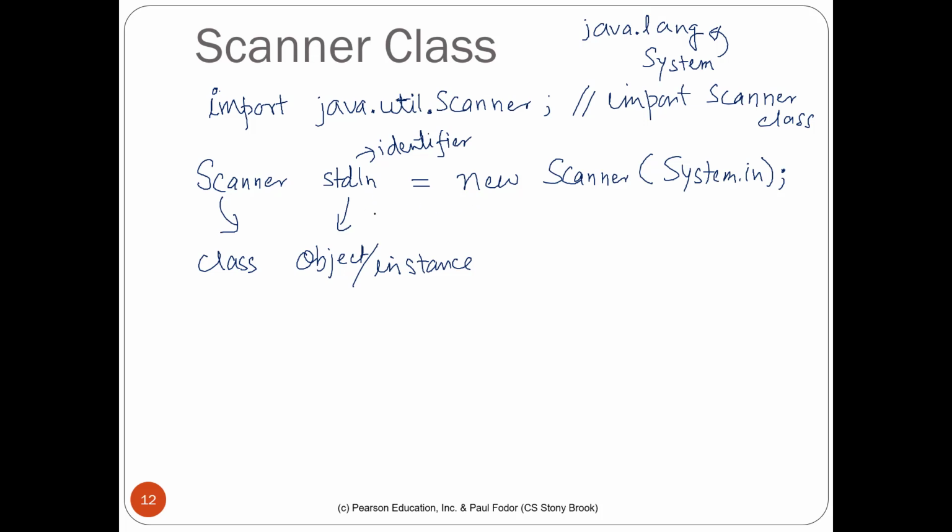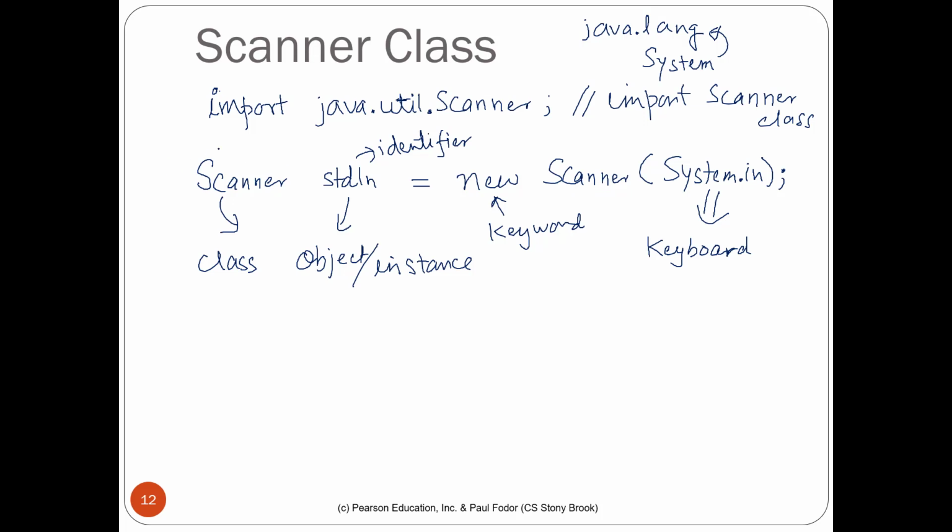Now how do you create an object? For that you use the keyword new. New is a keyword. Scanner refers to the Scanner class. And this System is the same System that you have in java.lang, but we are calling it as System.in. What is System.in? It refers to your keyboard. You need to take the input from the keyboard, so the user will be providing input using the keyboard. That's the reason the argument of Scanner is System.in.